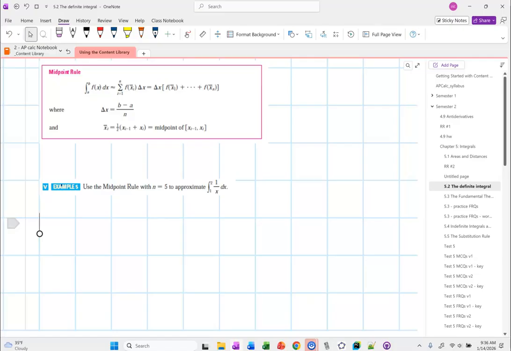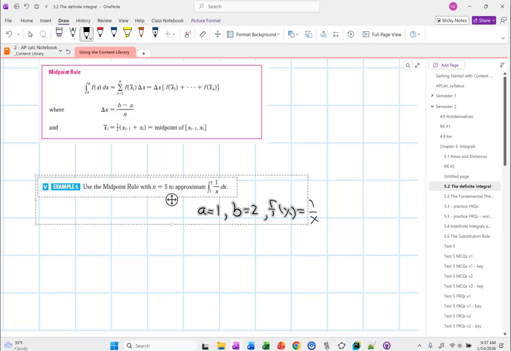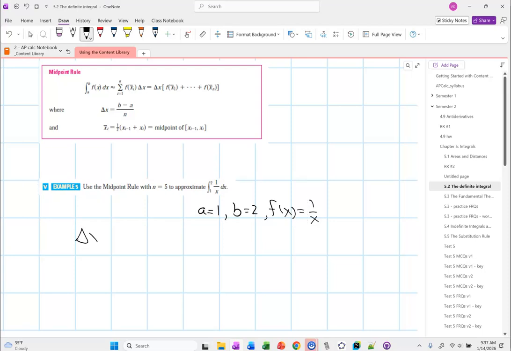So I'm going to start the same way. If I look at this, my a is 1, my b is 2, and my f of x is 1 over x, right? So I'm going to calculate my delta x, which is b minus a over 5. Why 5? Because it told me n equals 5.